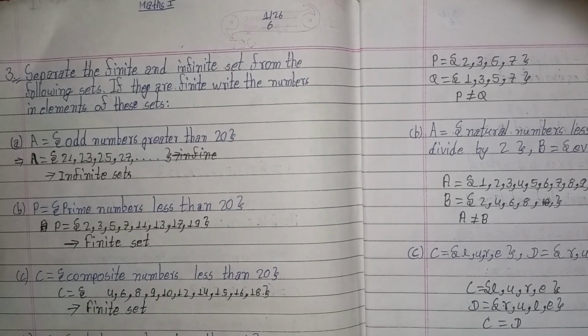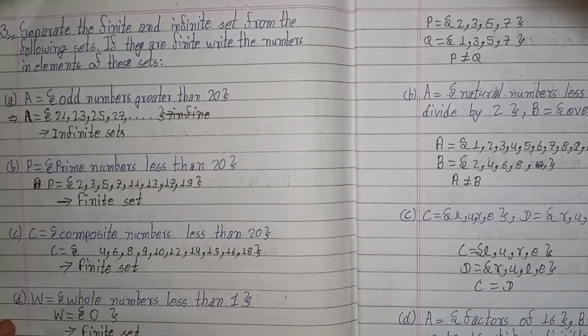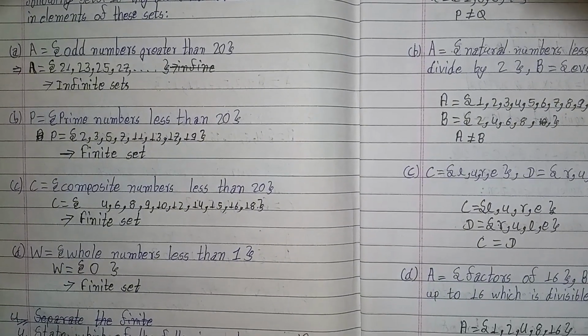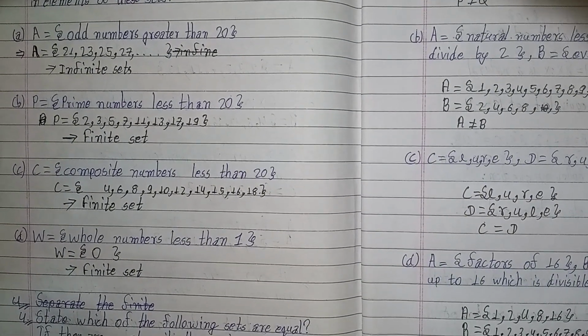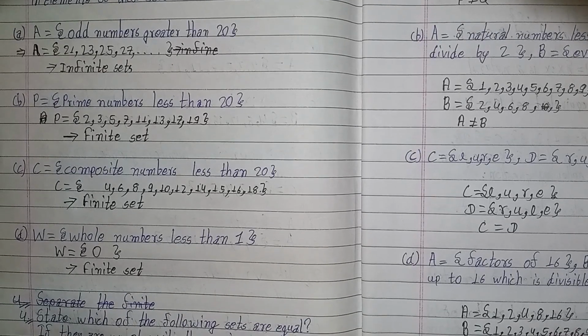Finite set. C equals composite numbers less than 20. C equals 4, 6, 8, 9, 10, 12, 14, 15, 16, 18. Finite set. D: W equals whole numbers less than 1. W equals 0. Finite set.